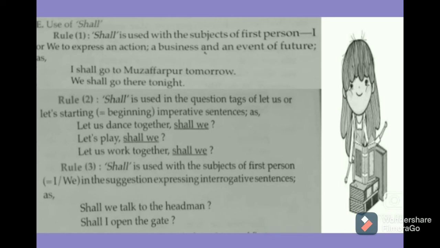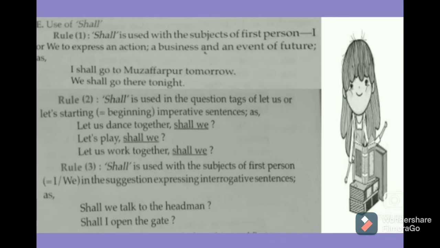So let's see. Let us dance together. Shall we? If you add question tag in such sentences, the sentences which start with let us, the question tag will be made like that. Let us dance together. Shall we? Let's play. Shall we? Let's work together. Shall we? Okay. Now rule number 3.